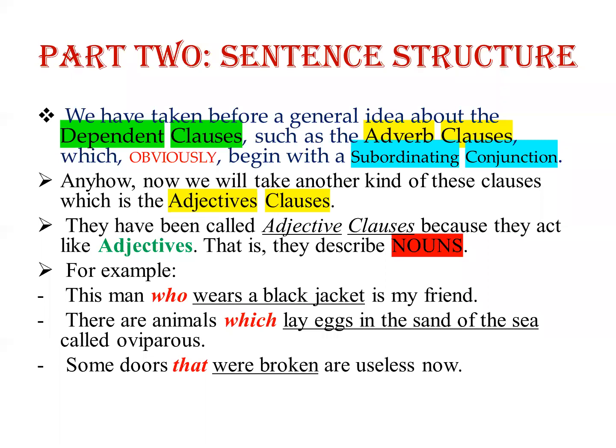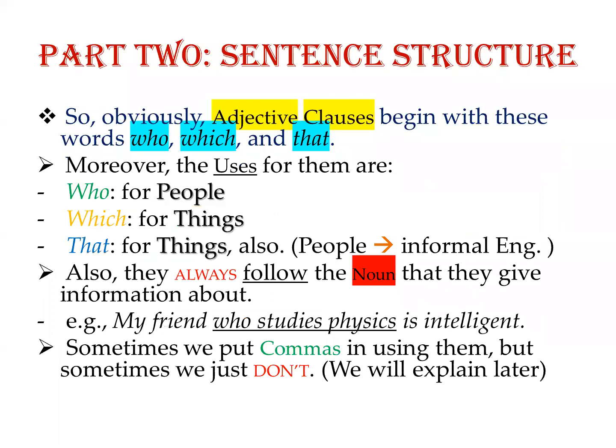Right now, we will discuss the two kinds explicitly. So obviously adjective clauses begin with these words: who, which, and that. We also have another two words, but we won't be taking them in this course, which are whom and whose. But right now we'll be focusing on these three words: who, which, and that.